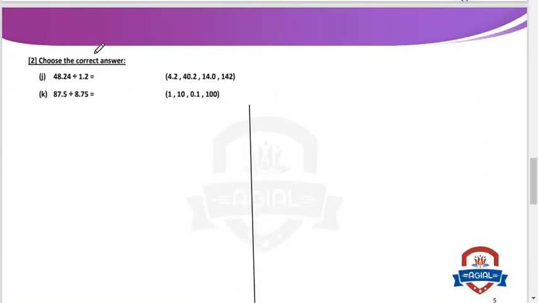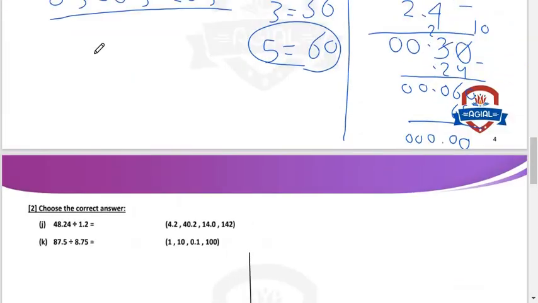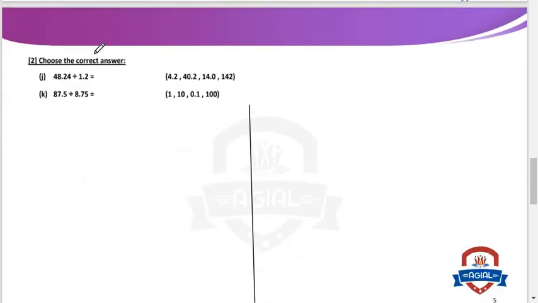In here, choose the correct answer. Letter G, 48.24 divided by 1.2 equals what? 4.2 or 40.2 or 14.0 or 142. Okay, before we divide, the divisor must be a whole number. Excellent. So 1.2 must be a whole number.